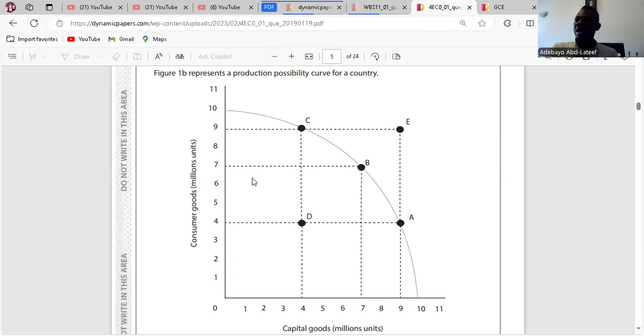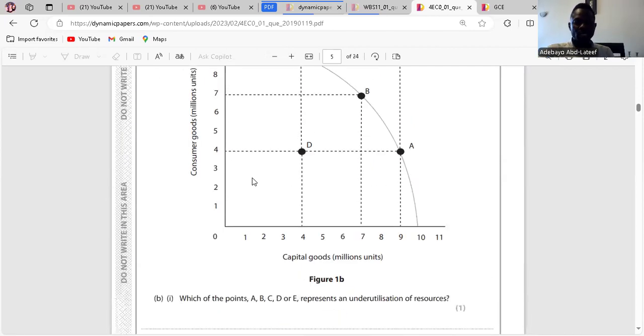The movement along the line will determine opportunity cost. The movement from B to C will mean that more consumer goods will be produced in sacrifice of capital goods. Or the movement from C to B will mean that more capital goods will be produced at the sacrifice of consumer goods. C to B means you are sacrificing consumer goods for capital goods. B to C means you are sacrificing capital goods for consumer goods. Is it clear? Any question about that? So we'll move on.